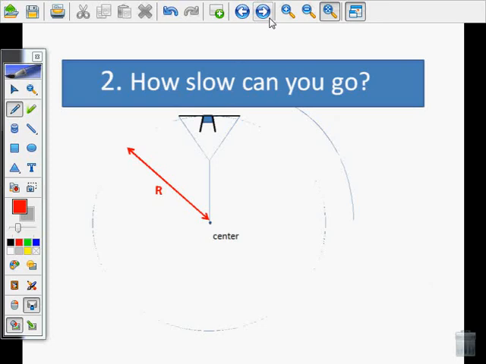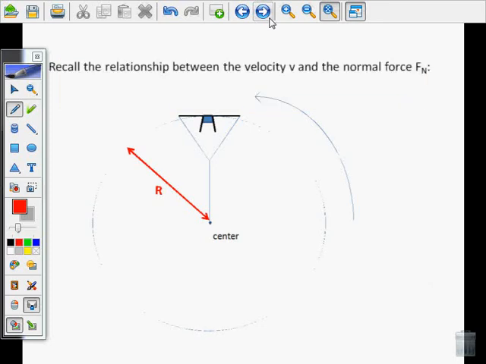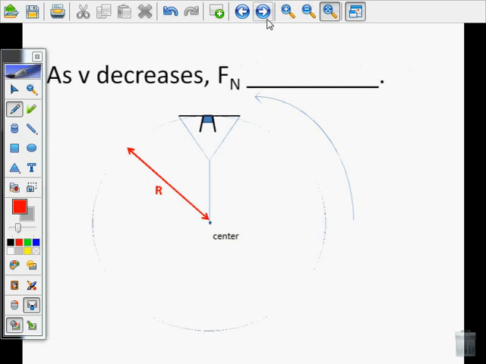So, let's see what we got here. How slow can you go? There's a song that goes like that, except it's low, not slow. It's called How Low Can You Go? You can look for it and sing it to your classes now.